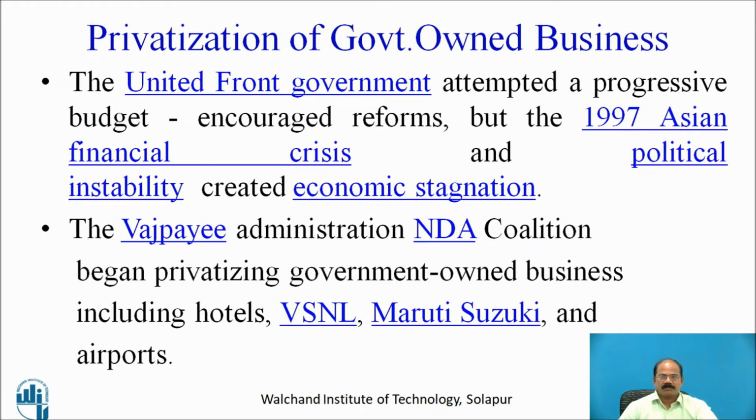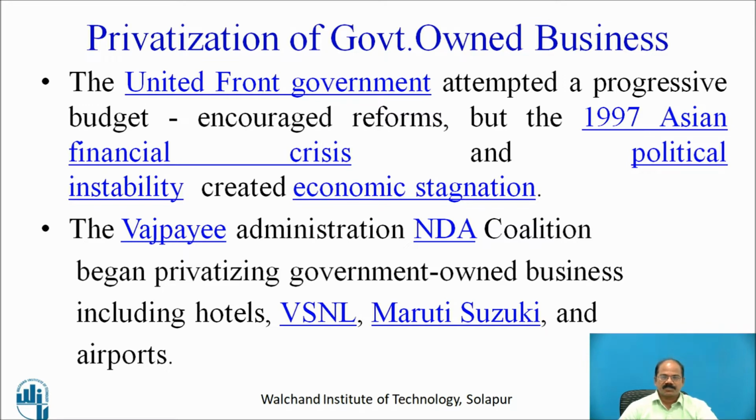The privatization of government-owned business was one of the big initiatives taken by the United Front government, which attempted a progressive budget which encouraged the reforms, but the 1997 Asian financial crisis and political instability created economic stagnation. Once again, the Indian economy was on the verge of taking some tough measures.